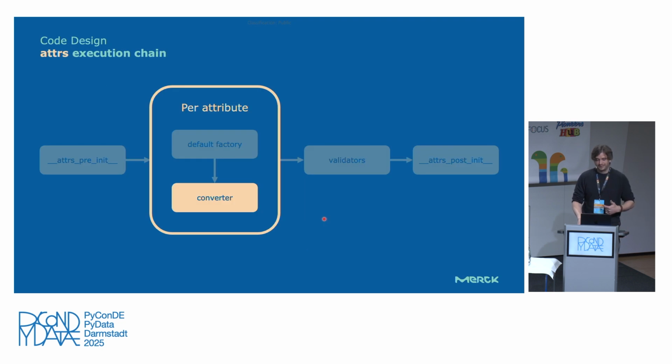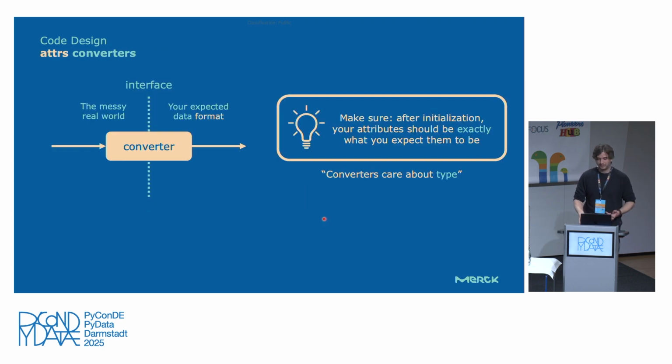So next come the converters. The converters form a sort of interface between the messy real world, what the user inputs, which can basically be anything, and what you want to have on the cleaned up side in your class. So the idea here is that converters help you to make sure that after initialization, the attribute really is what you think it is, because you cannot control what the user puts as an input.